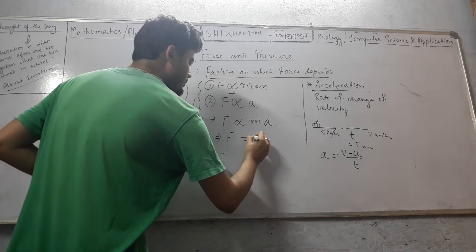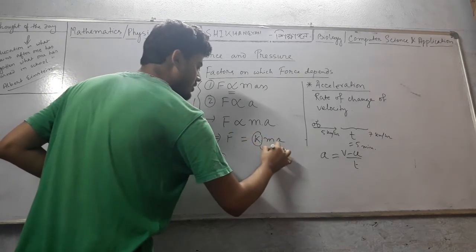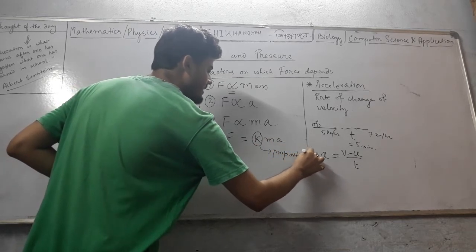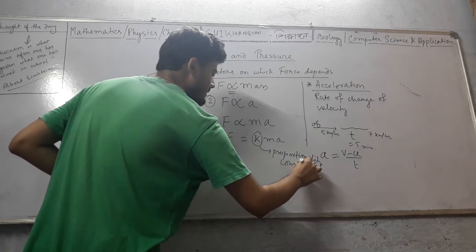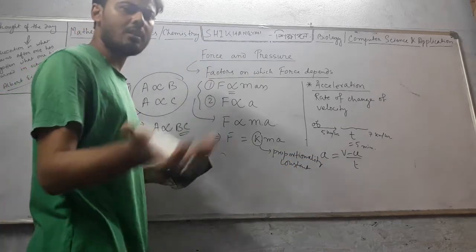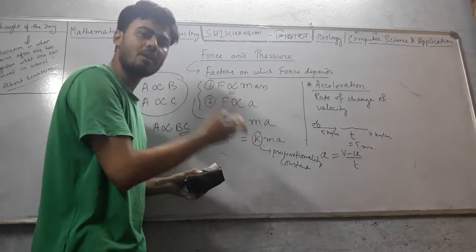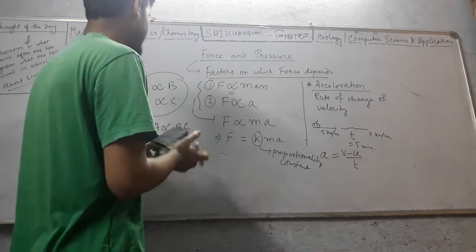F equals to KMA. This is the proportionality constant. Then you will say, sir, you have written F equals to MA. Now you are writing F equals to KMA. What does this K mean? See what happens.